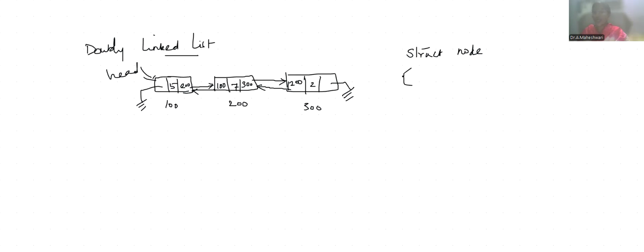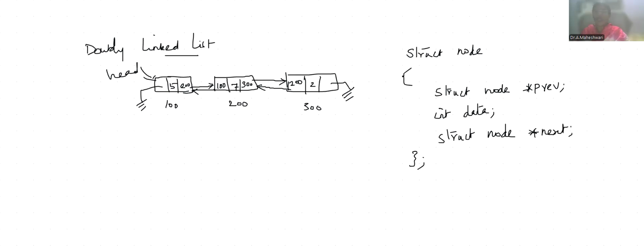So I'm going to give it as struct node. The first field I'm going to give as the previous node address. The middle field is an integer value, int data. The third is again a self-referential structure, struct node star next. This is the next node address. That's it, my structure is over. Using this syntax, I can create it like this.